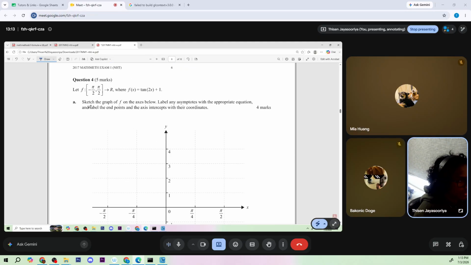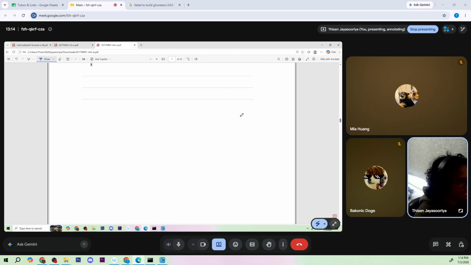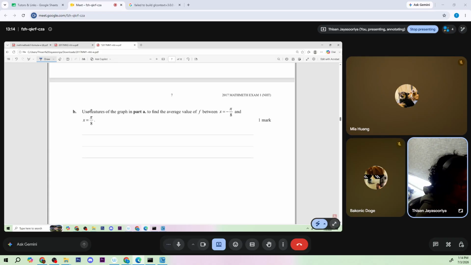Here we have this one. It says here, sketch the function, find the points, label the asymptote. I'm going to come back to this one a little bit later, because sketching always takes me a little bit of time. Here it says find the average rate of change of x equals negative pi over 8 plus x equals pi over 8.